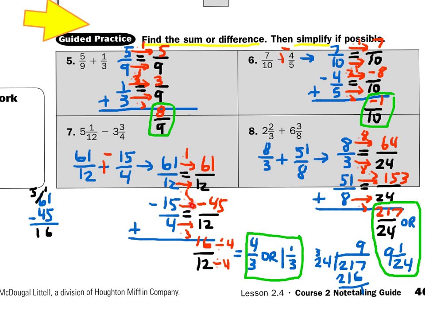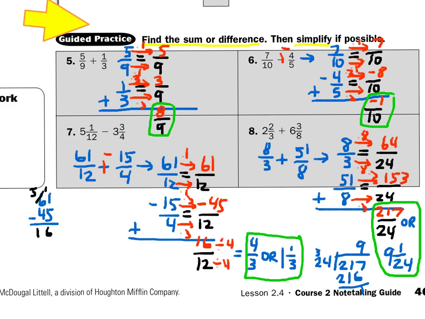Now, I have to add 61 plus negative 45. Well, the positives are going to win, so I put the positives on top over here, the losers on the bottom, and I subtract, and I get 16. And remember, it's a positive 16 because the positives had more. So 16 over 12 can be reduced. Divide both the top and the bottom by 4. 16 divided by 4 is 4. 12 divided by 4 is 3. 4 over 3 is a great answer, or you can write it as a mixed number. 3 goes into 4 one complete time, and there's 1 left over 3. So it's 4 over 3, or 1 1/3, and you box your answer.